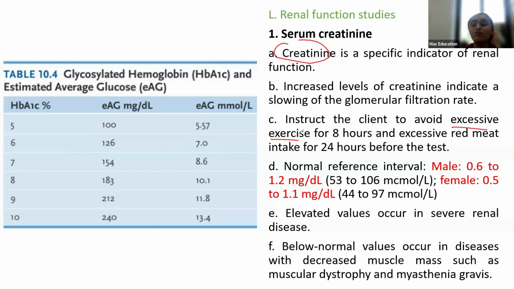What is the normal value of creatinine for male? It is 0.6 to 1.2 mg per dL, and for female it is 0.5 to 1.1 mg per dL. You can remember it combined like this: 0.5 to 1.2. In this range both male and female are combined. So you have to remember this normal range of creatinine. Add this in your chart.